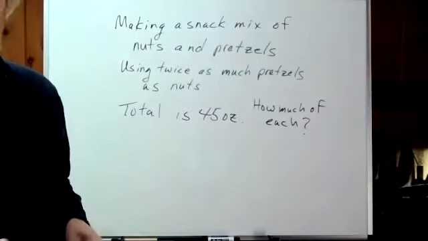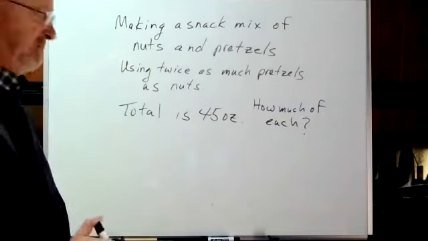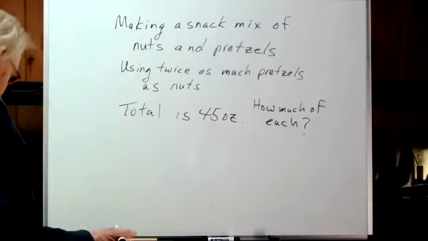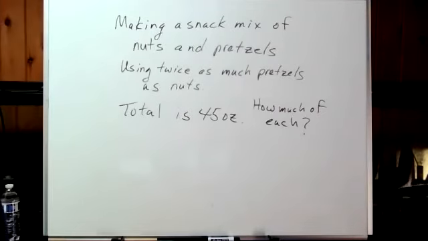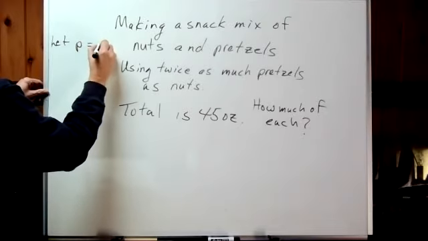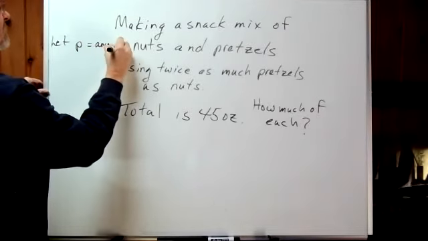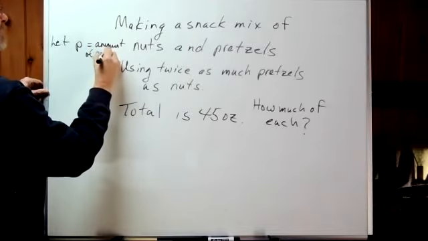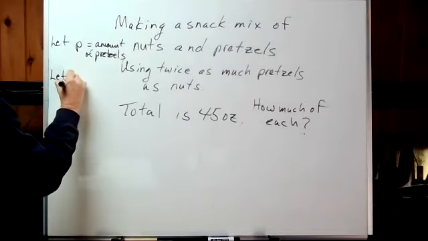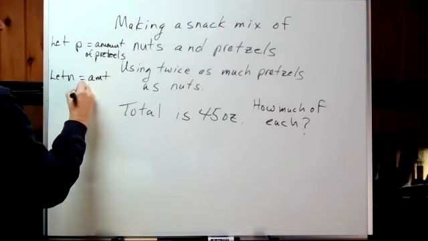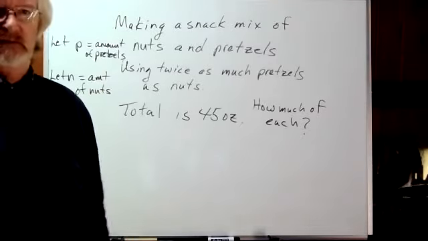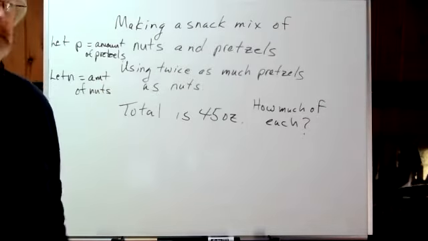All right, so there's a little trick in this one, which is more a difficulty that I purposely included. First of all, I'm going to be real good here and define my variables. Let P equal the amount of pretzels, and I'm going to let N be the amount of nuts. So my variables stand for the quantities, in ounces.